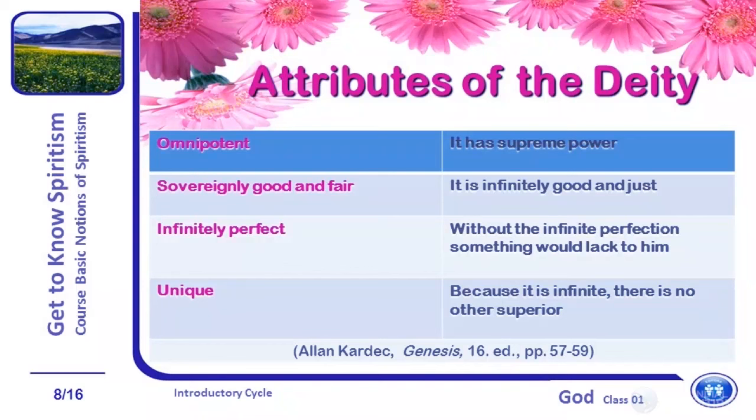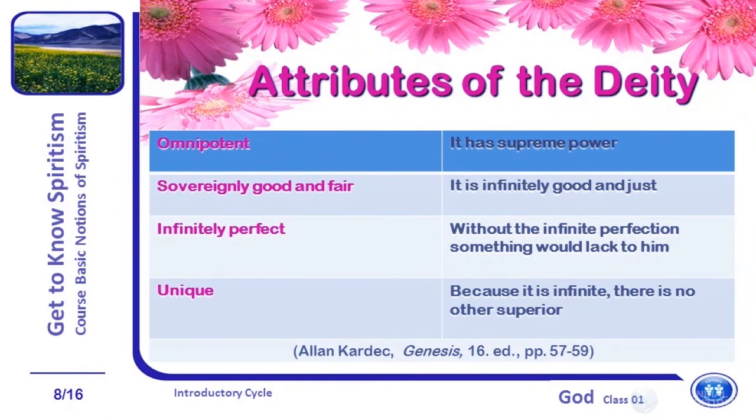God is also all-powerful. He can do anything. He's the supreme power. Of course, God created the divine laws, and all God's actions will follow the same laws, but God is all-powerful. God is sovereignly good and just. So God is infinitely good and fair to all his creatures. But then one might think, wait a minute, if God is so just and so good, how come I have so many bad things happening in my life? Sometimes people lose a child very early, or, you know, a fatal disease.